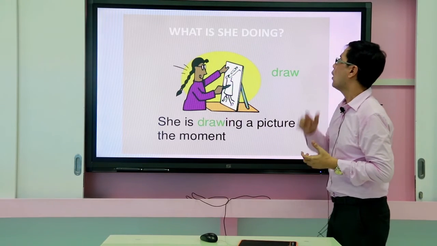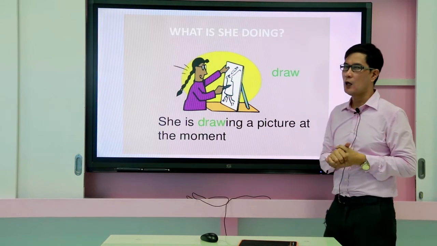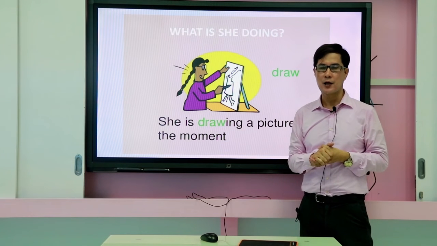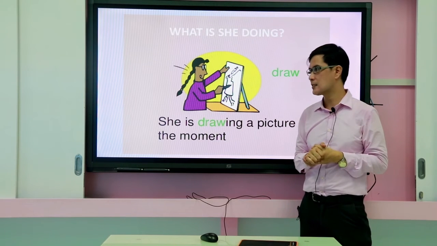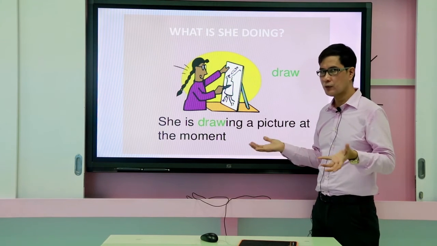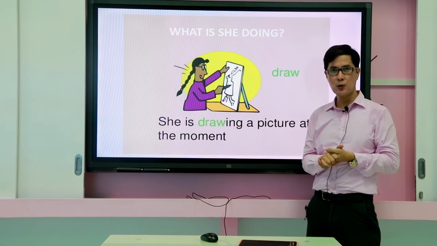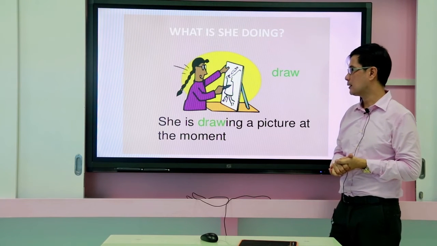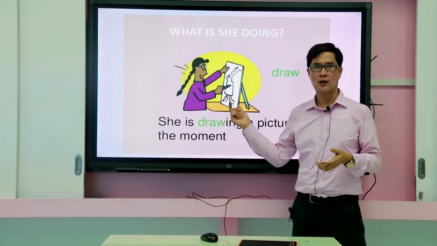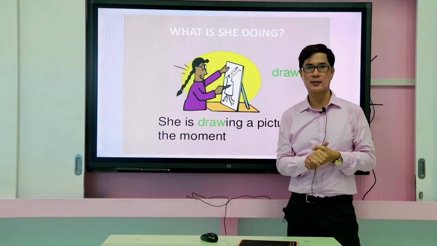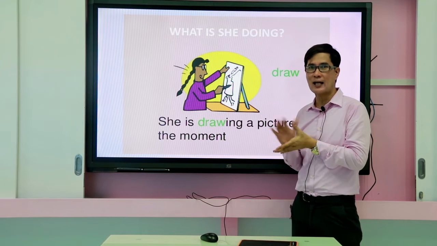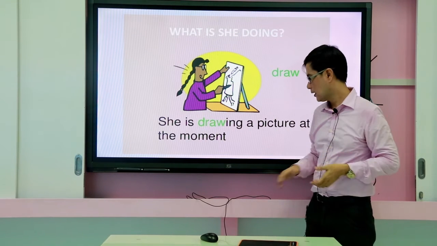So what is she doing? I want you to understand further if we're going to use the word draw. The base form of the verb is draw. And we're going to create a sentence because you're being asked, what is she doing? She is drawing a picture at the moment. Do you agree? Well, I guess so, because the picture itself explains what she is actually doing at the moment.